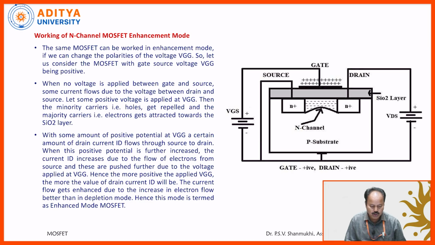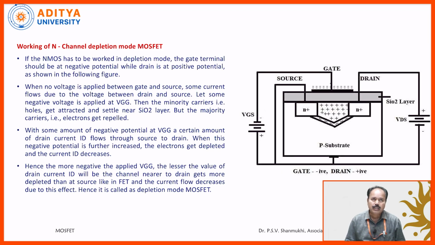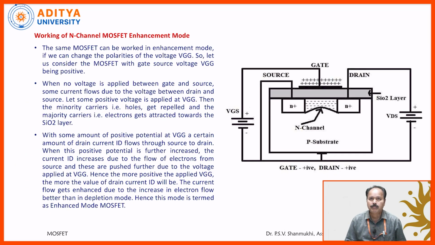Coming to the working of n channel MOSFET, actually two types of n channel MOSFETs we are discussing. One is the enhancement mode and the second one is called the depletion mode. In case of enhancement mode, what is meant by the enhancement mode? For this kind, we are keeping the gate at a positive voltage, meaning VGG.